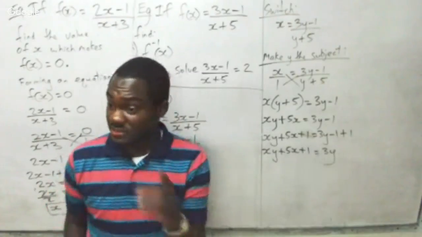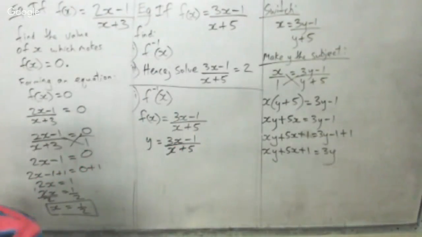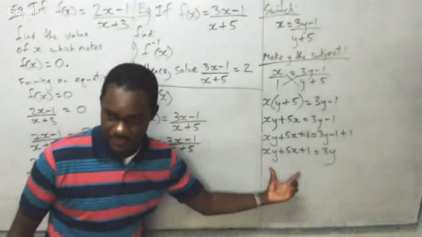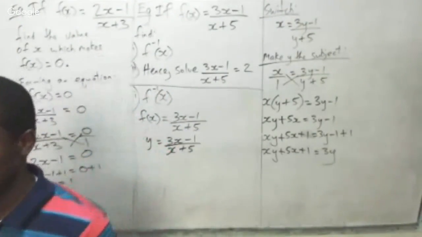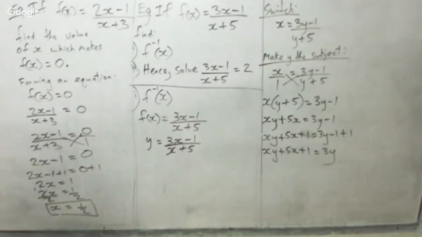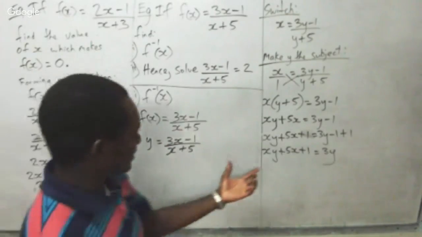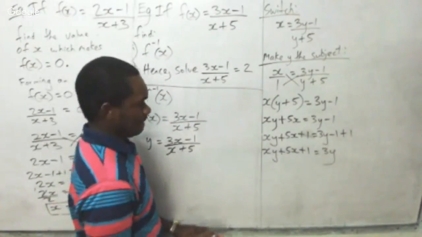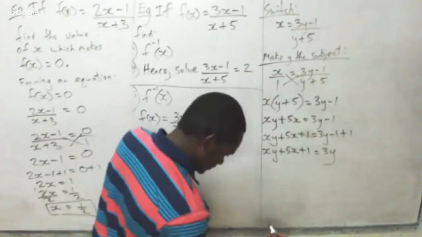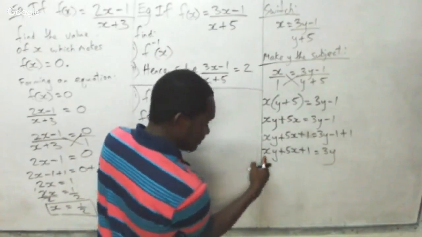So we're keeping the y's on the right. What does not belong on the left? We have xy plus 5x plus 1. What doesn't belong on the left is the xy. How are we going to get rid of it? Minus xy, because it's positive.